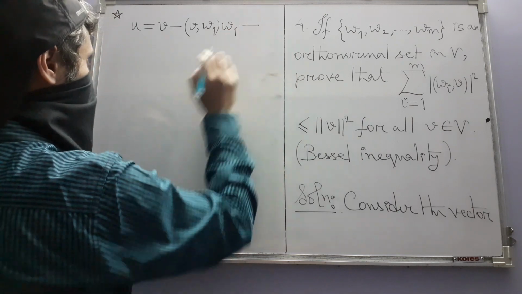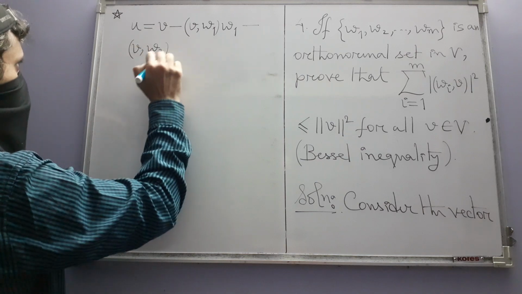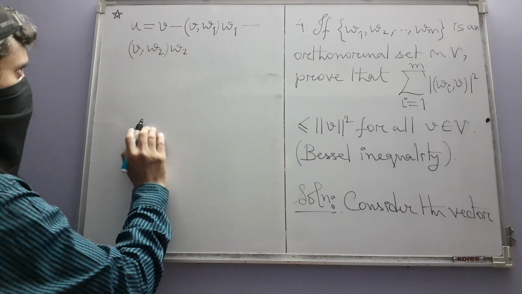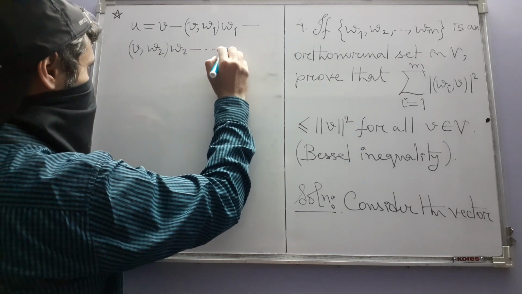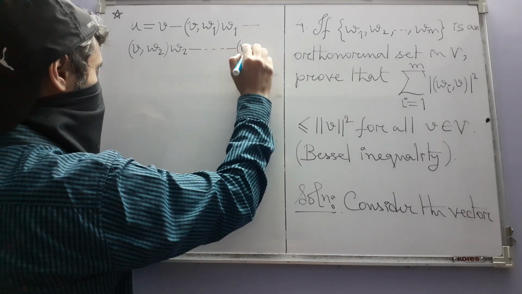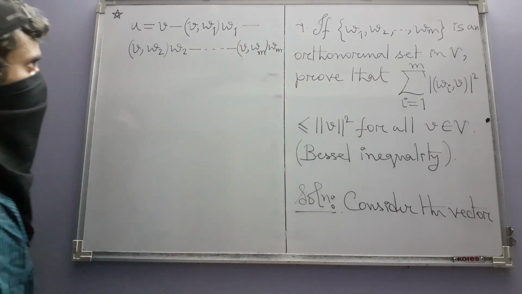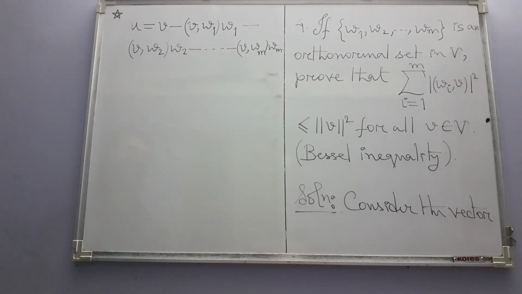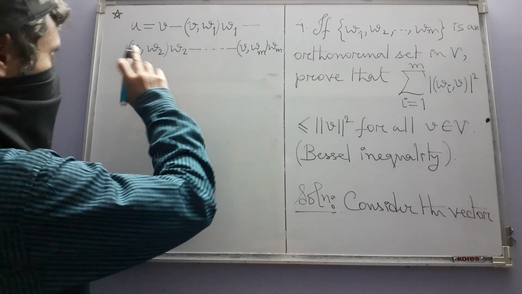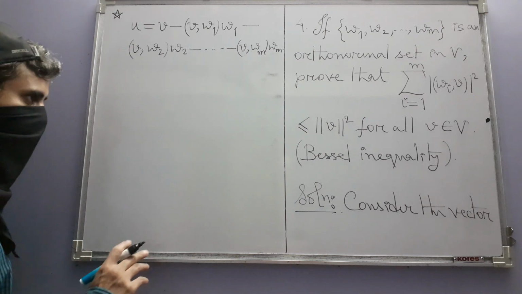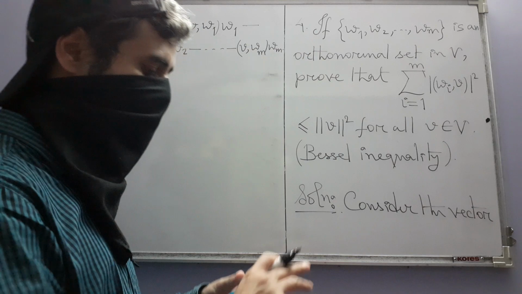Similarly, the component of v along w2 is this, and like that, this. Now we know something about this type of vector u, namely from a previous result, that if we remove the component, it's like this, no?